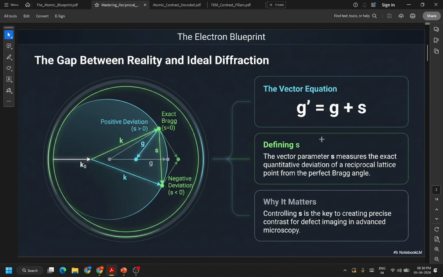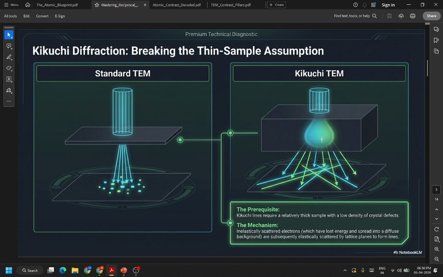So the vector parameter S measures the exact quantitative deviation of a reciprocal lattice point from the perfect Bragg angle. In ideal condition, there won't be any deviation, but in reality, we have some deviation. It can be positive deviation or negative deviation, and that is given by the vector S. So you get G dash equals G plus S, and controlling the S is the key to create precise contrast for detecting images in advanced microscopy. So we have to control the S.